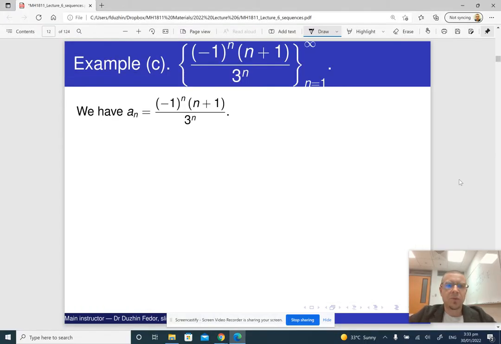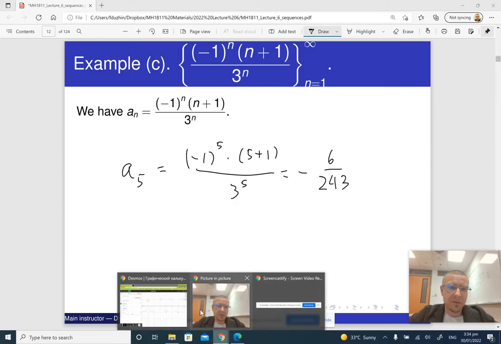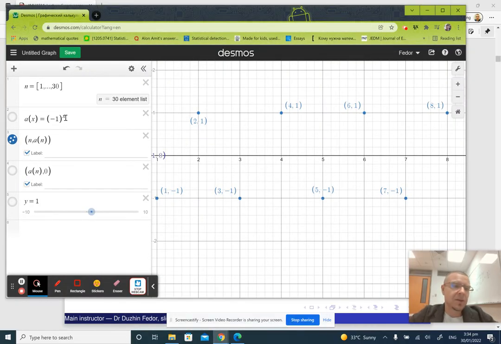All right, so next example. Again, given a formula, we can compute any particular element in the sequence. For example, a_5: we replace n with 5, so it's (-1)^5 times (5 plus 1) divided by 3^5. (-1)^5 is just -1, 5 plus 1 is 6, and 3^5 is 243. Again, if you want, we can plot it in Desmos.